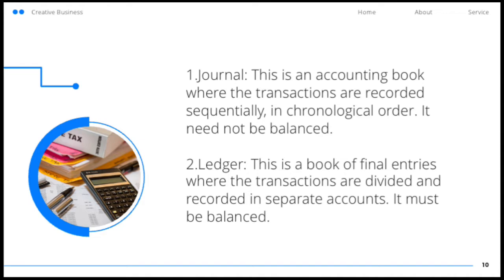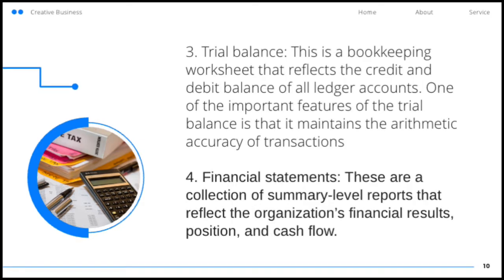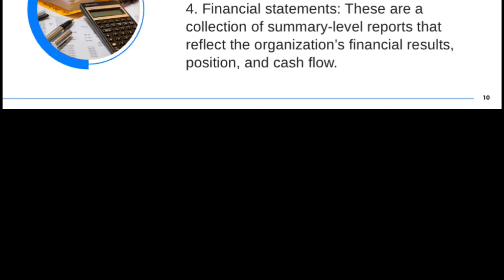Ledger. This is a book of final entries where the transactions are divided and recorded in separate accounts. It must be balanced. Trial balance. This is a bookkeeping worksheet that reflects the credit and debit balance of all ledger accounts. One of the important features of the trial balance is that it maintains the arithmetic accuracy of transactions. Financial statements. These are a collection of summary-level reports that reflect the organization's financial results, position, and cash flow.